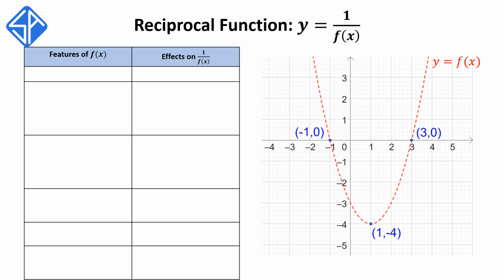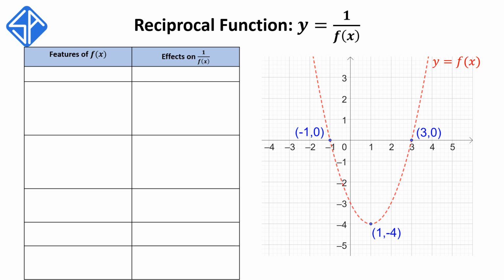In this video, we're going to look at how to sketch the reciprocal function y is equal to 1 on f of x when we're given the graph of y is equal to f of x. When doing these types of questions, I find it quite helpful if we have a checklist of the important features of your f of x graph. The reason is that each important feature on your f of x graph will translate to another important feature on your reciprocal function 1 on f of x.